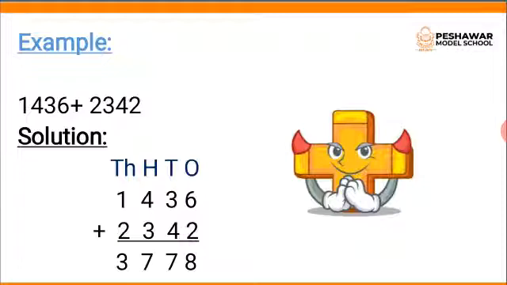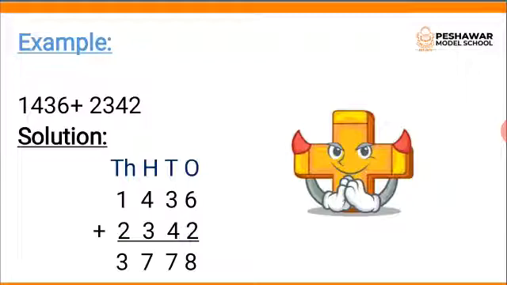Here we have 4-digit addition. Now, first of all, place each digit in the place value chart. 6 at ones place, 3 at tens place, 4 at hundreds place and 1 at thousands place. And then we add 2342 in it. So we write the digits of both the numbers at the correct place. We need to do single digit addition.